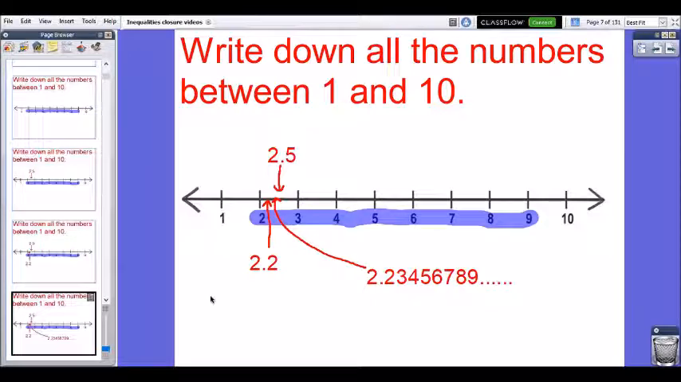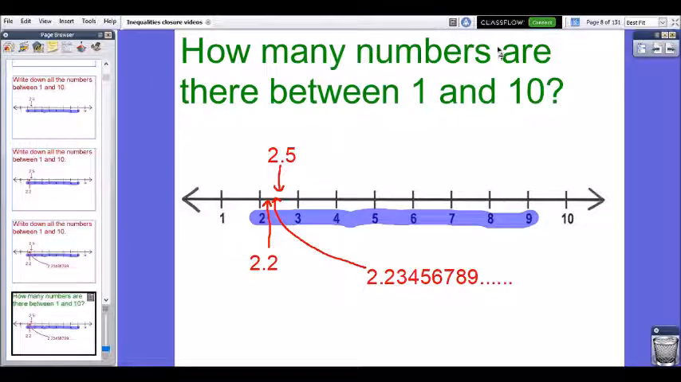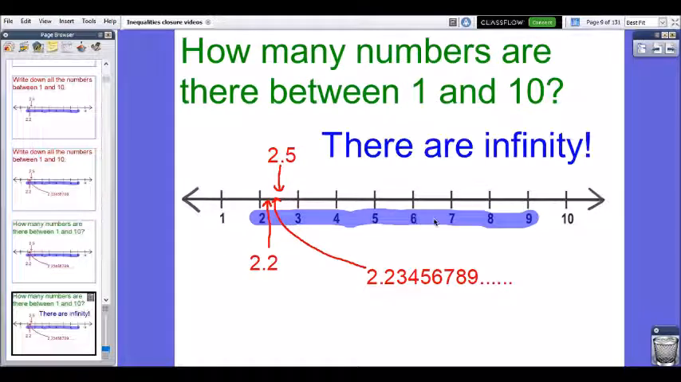Okay, so what about if I asked you, how many numbers are there between 1 and 10? Well, there are infinite. There are infinity numbers between 1 and 10. We know there are infinite numbers between 1 and 10 because no matter which two numbers I choose, I can always find a number in between them. So number lines are continuous, there are no gaps.